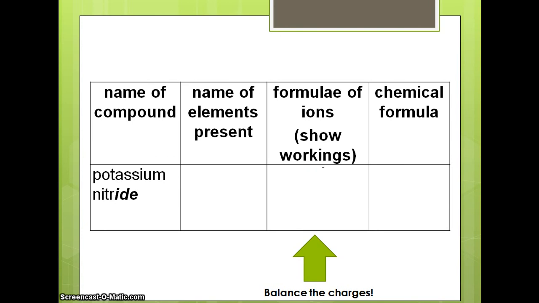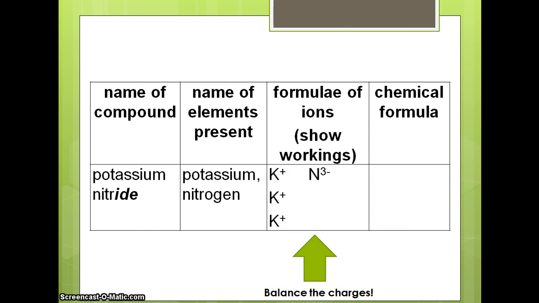Let us now look at the next example. The name of this compound is potassium nitrite. Again, we write down the name of the elements present in this compound: potassium and nitrogen. Next, we write down the formula of the ions present in the compound, which is your potassium ion K+ and your nitrite ion N3-.